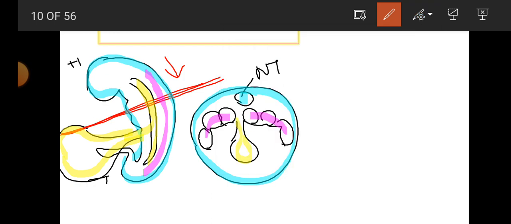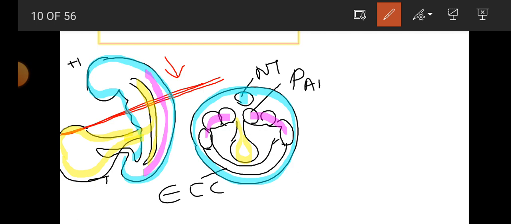Now what will happen is this lateral plate also will fuse after the folding and it forms the extraembryonic coelomic cavity, and this is the paraxial mesoderm. This is our concern, the intermediate mesoderm. This is the lateral plate mesoderm.